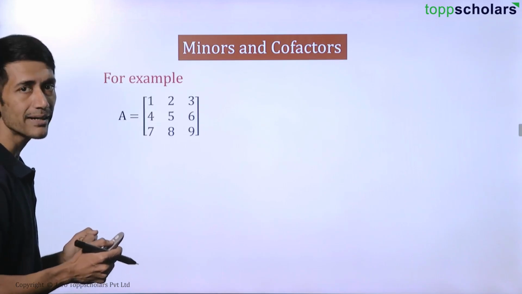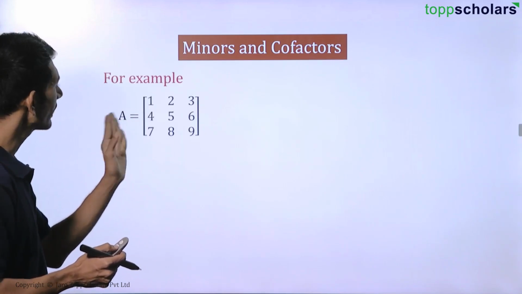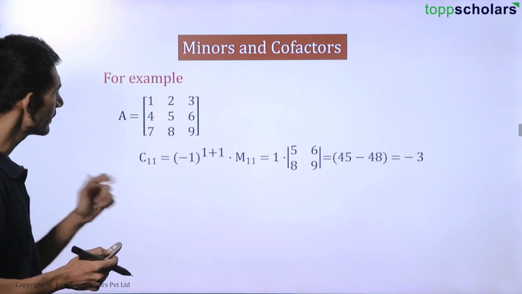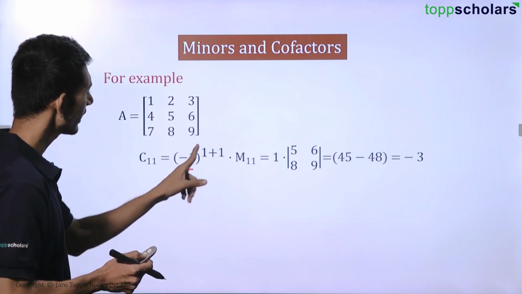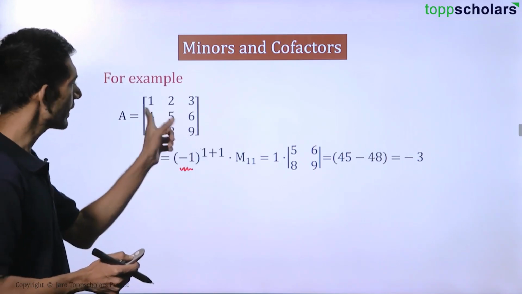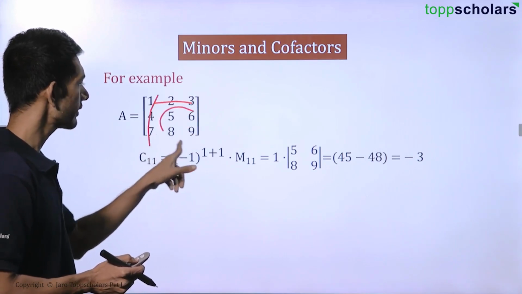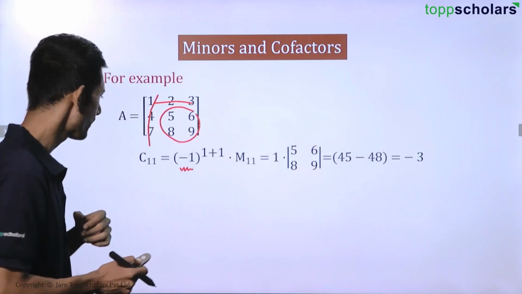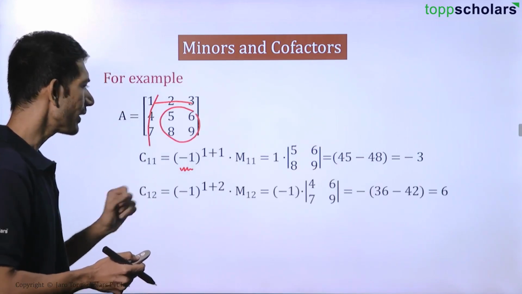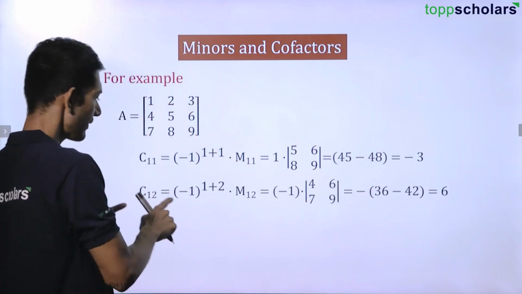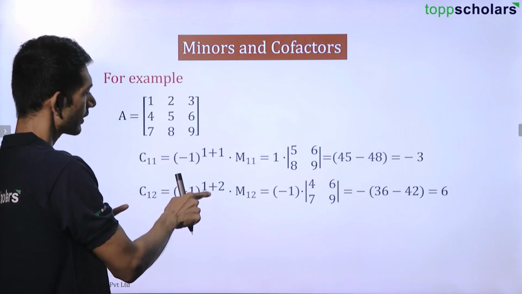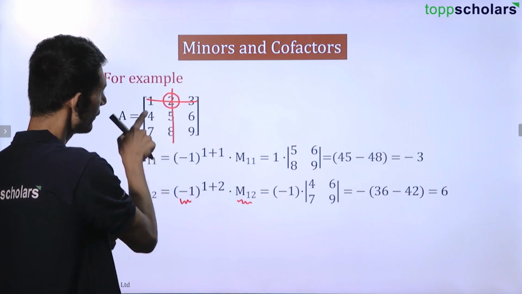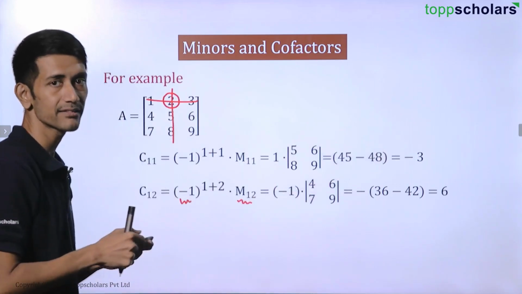So here you have a matrix A. The elements are 1, 2, 3, 4, 5, 6, 7, 8, 9. Now let me find C11 first. How do we find C11? C11 is minus 1 raised to 1 plus 1, M11. You know how to find M11. Ignore this, take the remaining terms here, solve it, you get minus 3. We have anyway solved this in the previous slide as well. Okay. Now C12. C12 will be minus 1 raised to 1 plus 2, correct? Multiplied by M12. This is first row, second column. We'll ignore this. We have 4, 7, 6, 9. We solve it. You get 6.